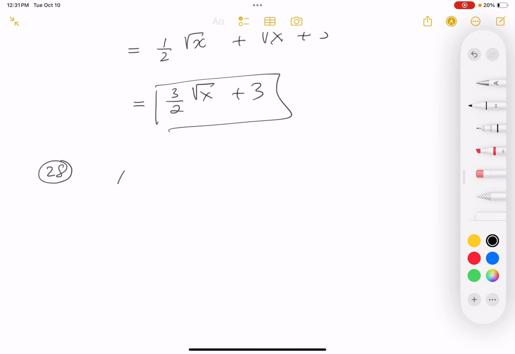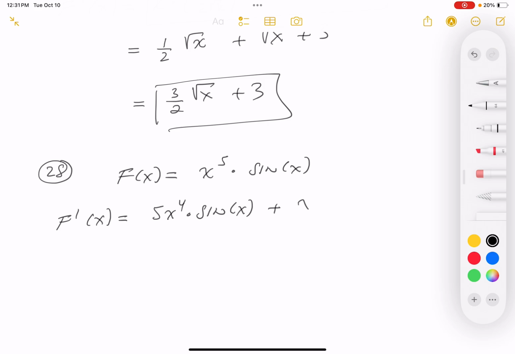And 28, you're seeing this big F again, and then you're seeing x to the 5th power times the sine of x. Let's write this down, f prime. I can say the derivative of the first function, which is 5x^4, times the second function, plus the first function, times the derivative of the second function. The derivative of sine is cosine.